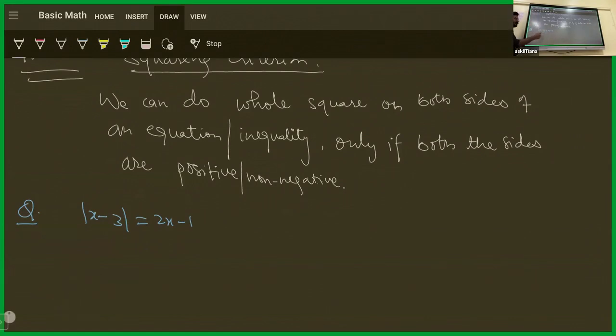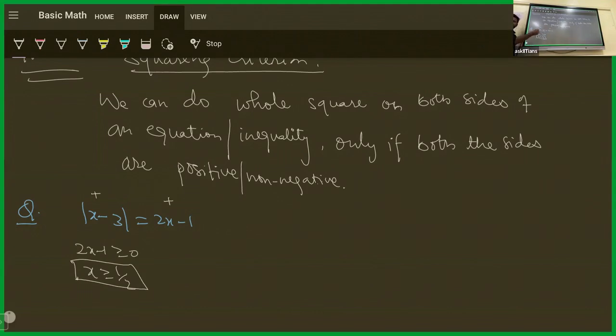that we are considering 2x - 1. We know that the left hand side is positive. For any value of x, the left hand side is always positive. Now we need to make sure that the right hand side is also positive, and if the right hand side is positive then we can square both the sides. So first we are assuming that 2x - 1 is positive or equal to 0. It means that x is greater than or equal to 1/2. It means this side is positive and this side is also positive.